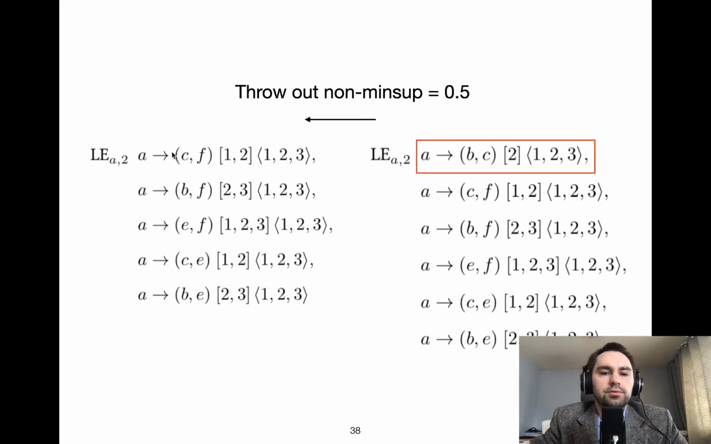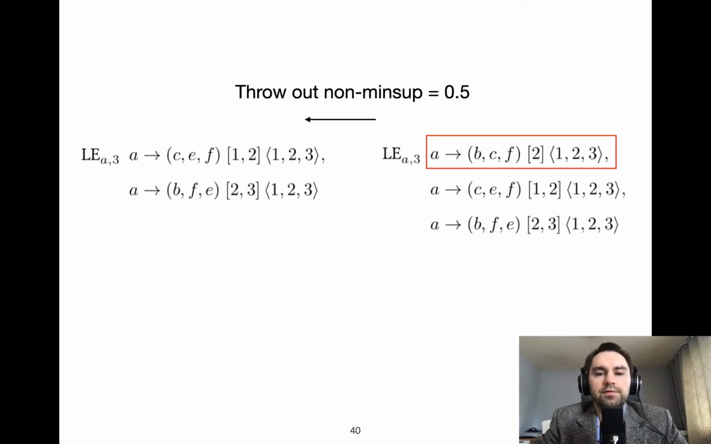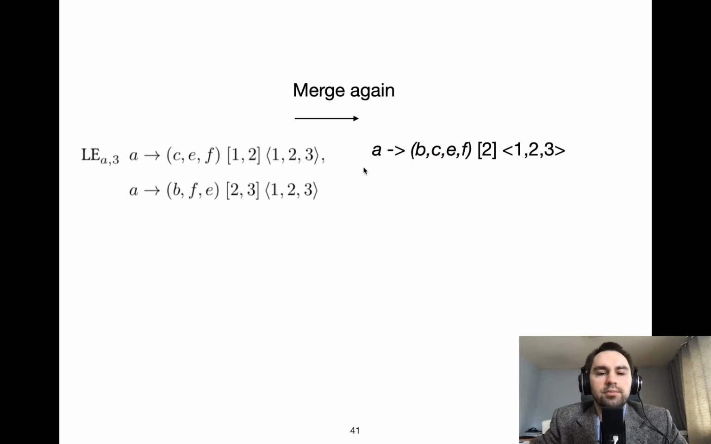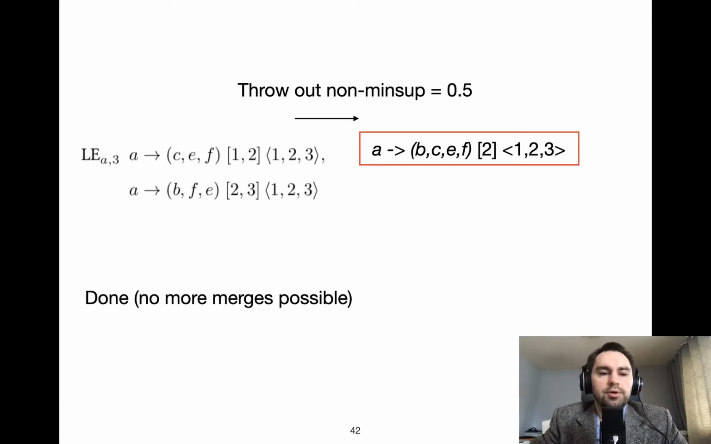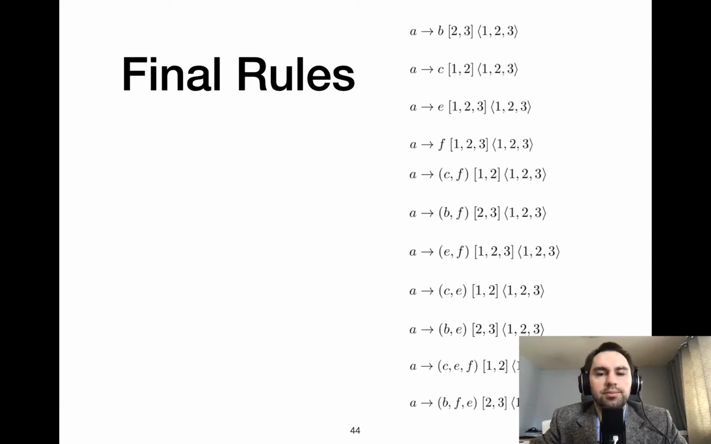So now we can see this is our new left equivalence class, which we can merge again. After we merge it, we can find another rule that doesn't meet the minimum support requirement. We can throw it out, and we can attempt a final merge, and this final merge produces a rule that does not meet our minimum support requirement, so we can throw it out. Now we can no longer do any merges, and we're done. Then we do collection of rules. So we collect all frequent rules and throw out any rules that don't meet our minimum confidence requirement.